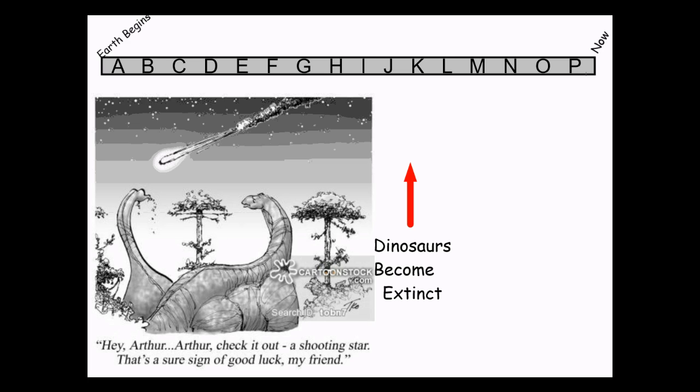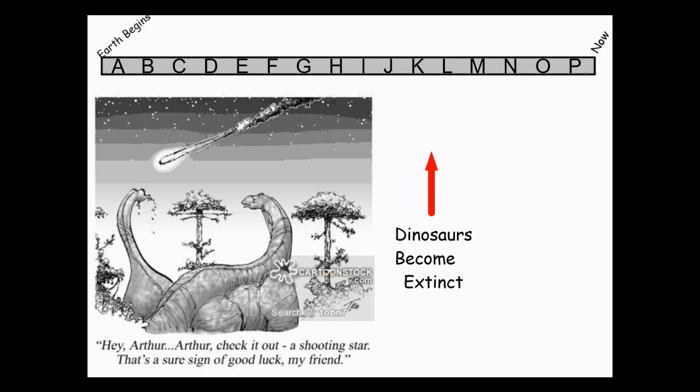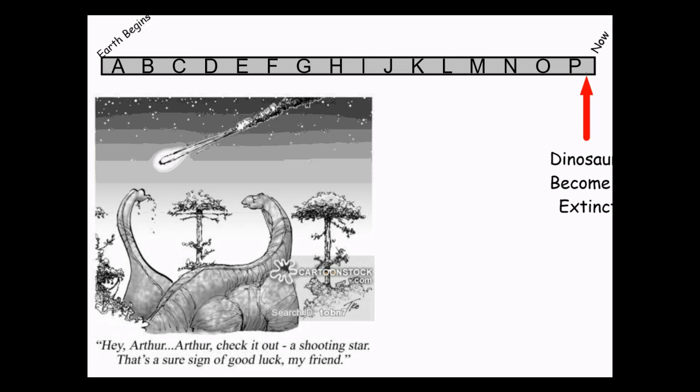If you wanted to count to 65 million, it would take you a little over 2 years. Ooh, that'd be a while. So 65 million is a long time. But geologically speaking, the dinosaurs became extinct right there. Much closer to now, considerably closer to now than to when the Earth began. The extinction of the dinosaurs was a major event.